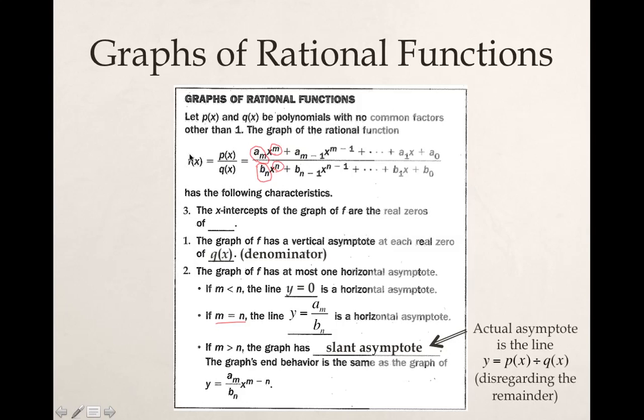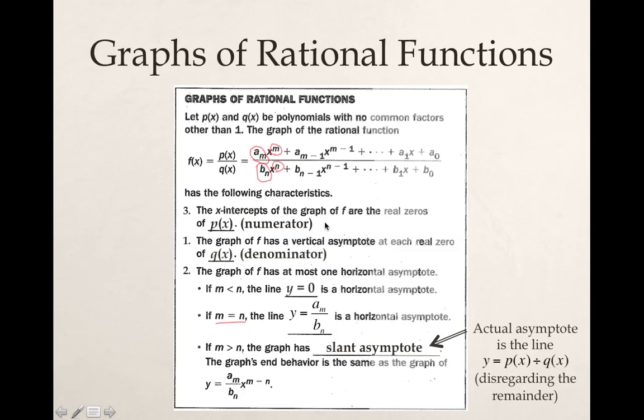Well, the only way that we're going to get an answer of 0 is if we end up with a numerator that's equal to 0. So that's how we find the x-intercepts. We set the p of x, or the numerator, equal to 0, and we solve that. That gives us x-intercepts for the graph.